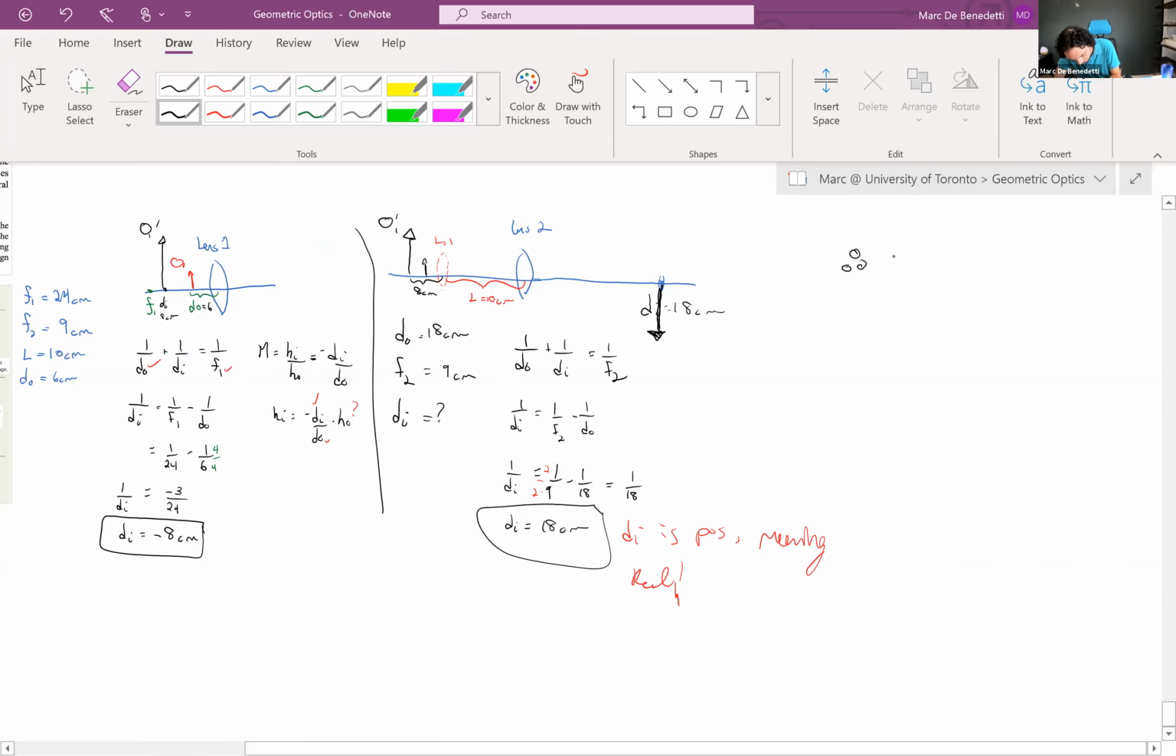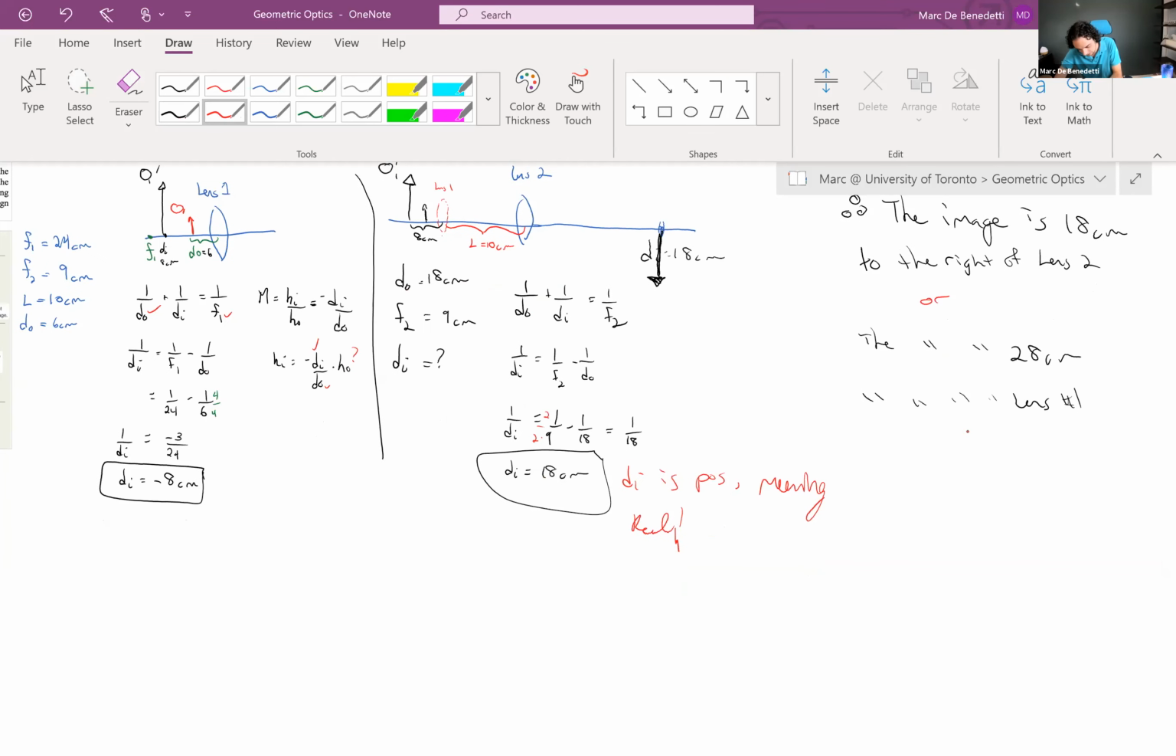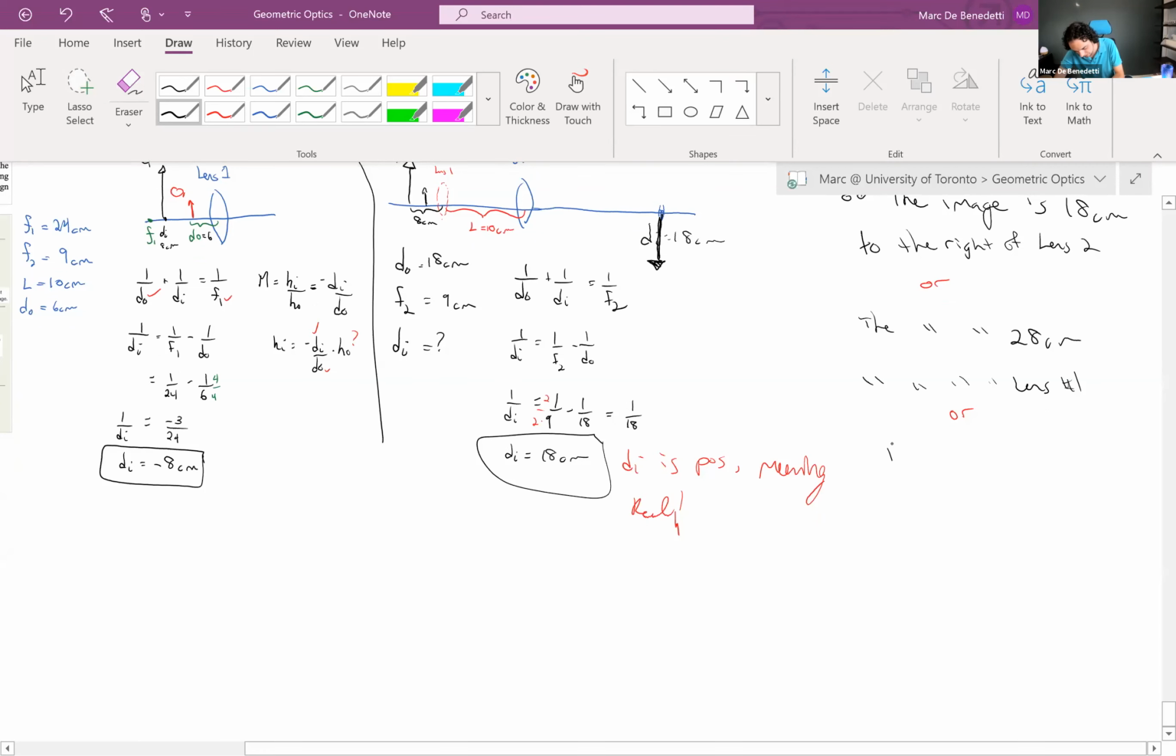So we could say, therefore, the image is 18 centimeters to the right of lens number 2. Or we could say the image is 28 centimeters to the right of lens number 1. Either one is correct. Or we can even say a third thing: the image is 34 centimeters in front of, or to the right of, the object.